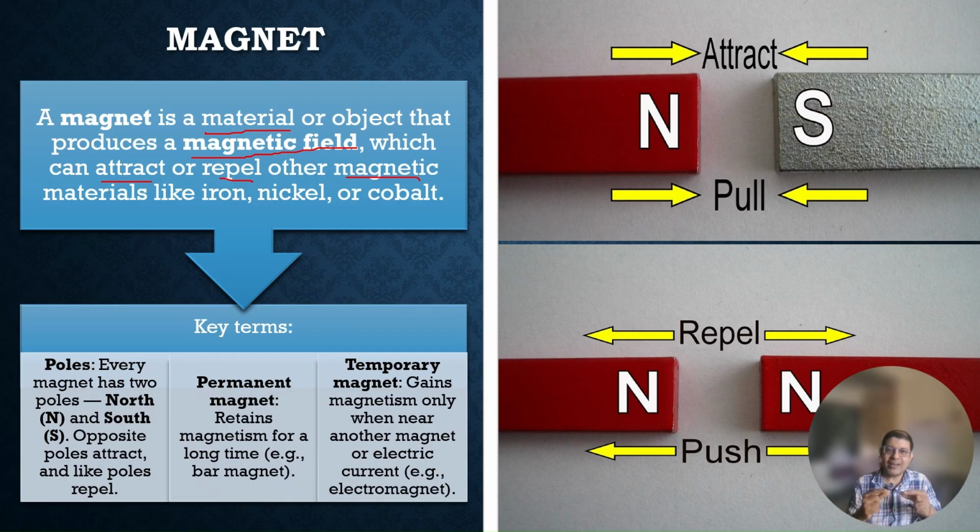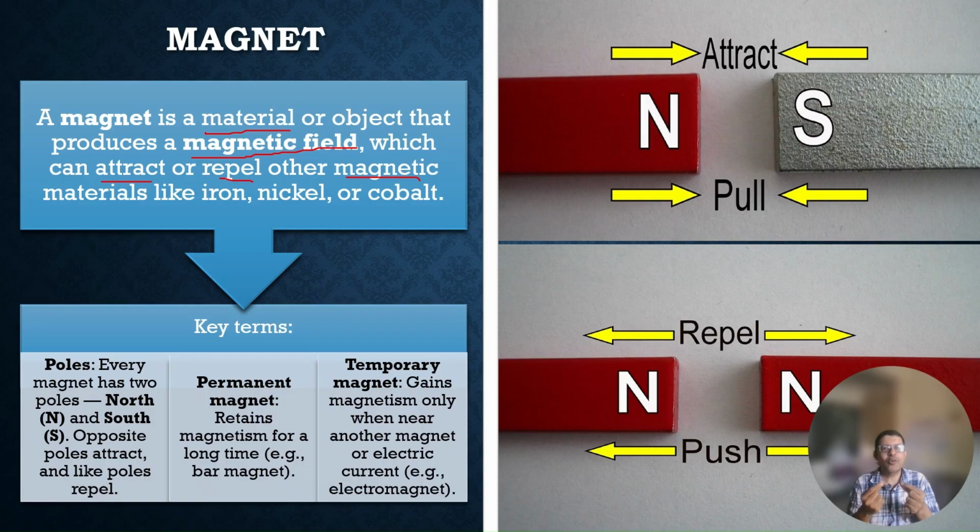Now every magnet has a north and a south pole. When you bring the north and the north together, means you're bringing like poles together, they will repel. And if you bring the north and the south together, they are unlike poles, so they will attract.